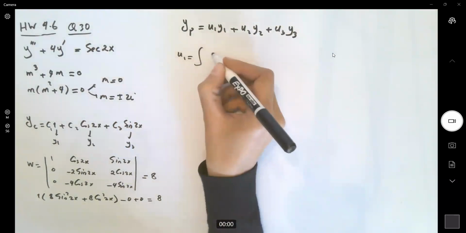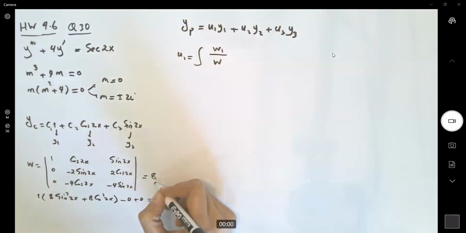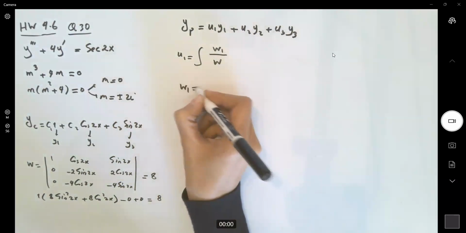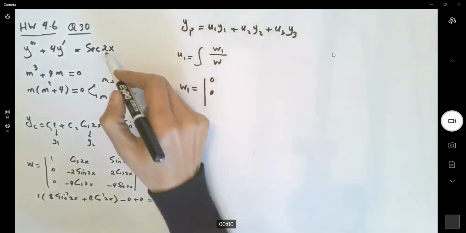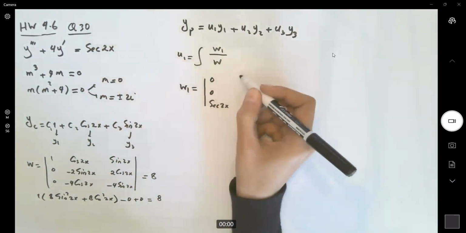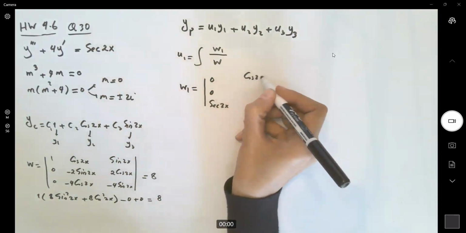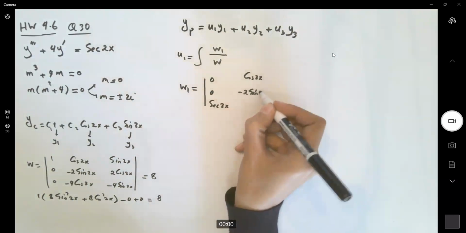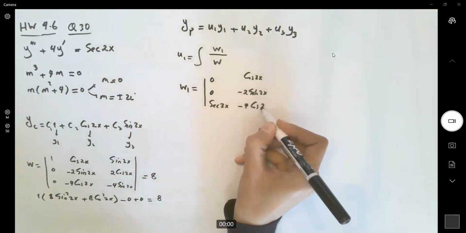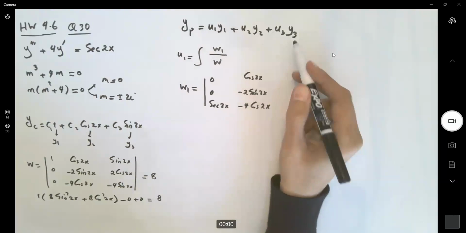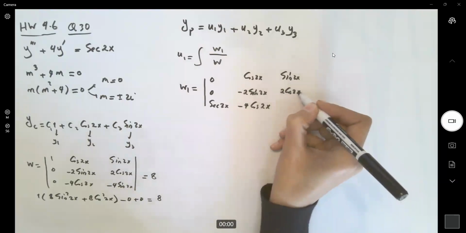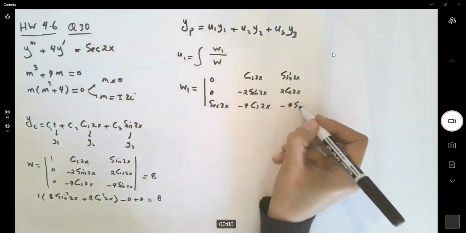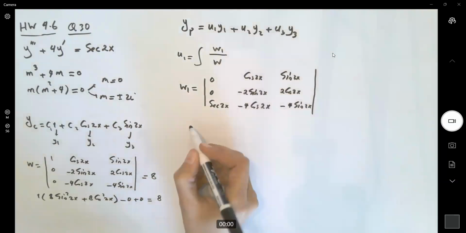So u1 is the integral of w1 over the general Wronskian, which is 8. For w1, the very first column is going to be 0, 0, and f, which is secant 2x. The second column is y2 and its derivatives: cosine 2x, negative 2 sine 2x, negative 4 cosine 2x. And the last column is just y3, which is sine 2x, 2 cosine 2x, negative 4 sine 2x. We already found them, so we're just going to copy these here.